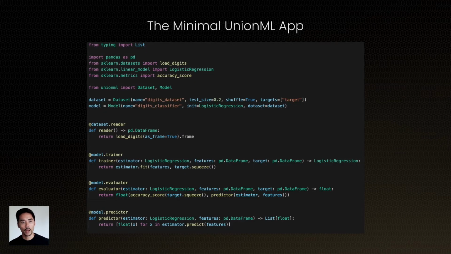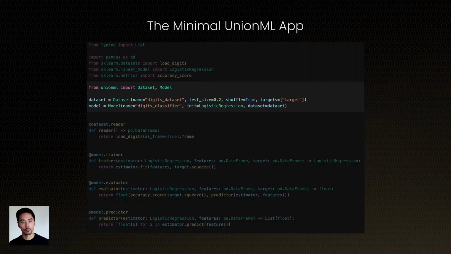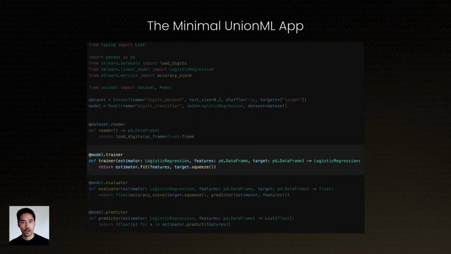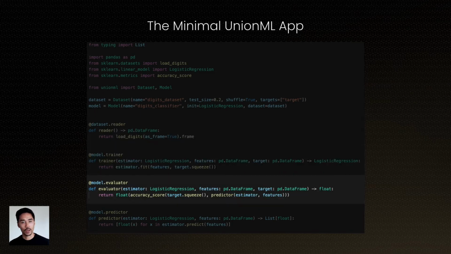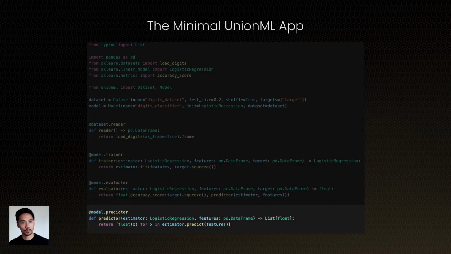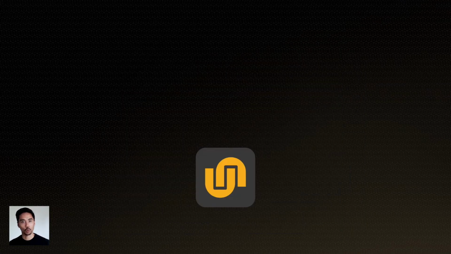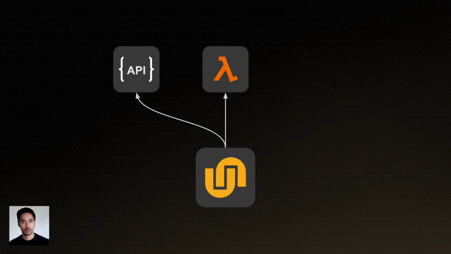The core idea behind UnionML is that a machine learning application is composed of a dataset and a model, and each of these expose functional entry points to some core piece of the ML puzzle, such as where do I get my training data, how do I train my model, how do I evaluate it, and how do I generate predictions from it. The user simply has to define these functions, and UnionML takes care of bundling them into microservices that can be deployed to a variety of targets, including web and serverless endpoints.